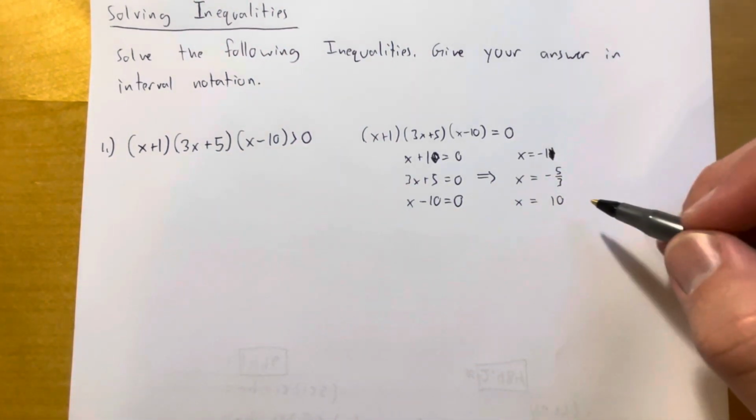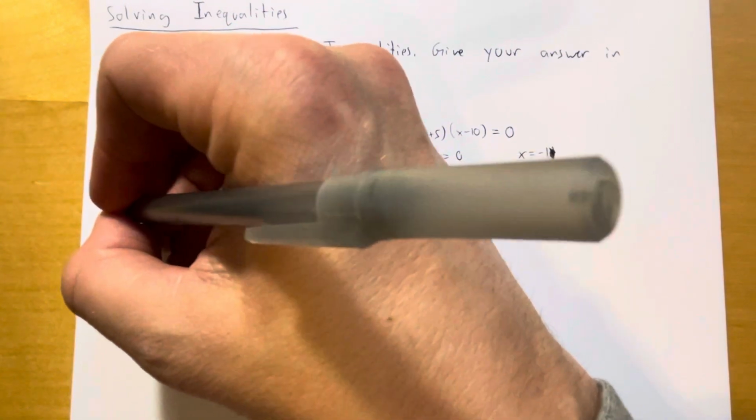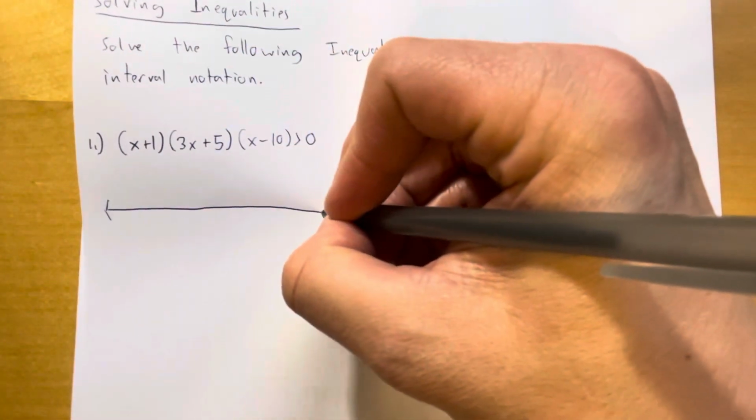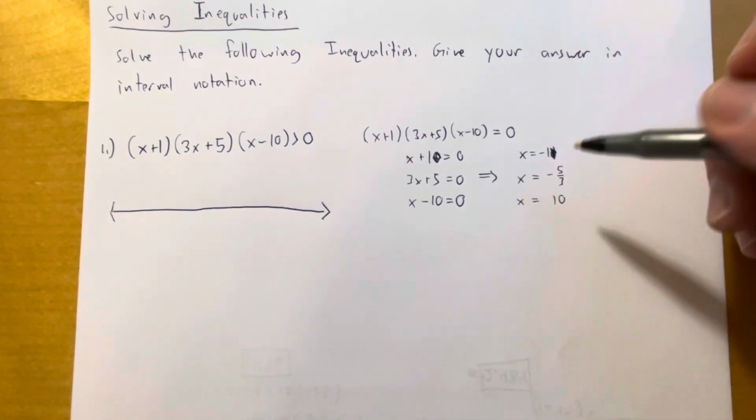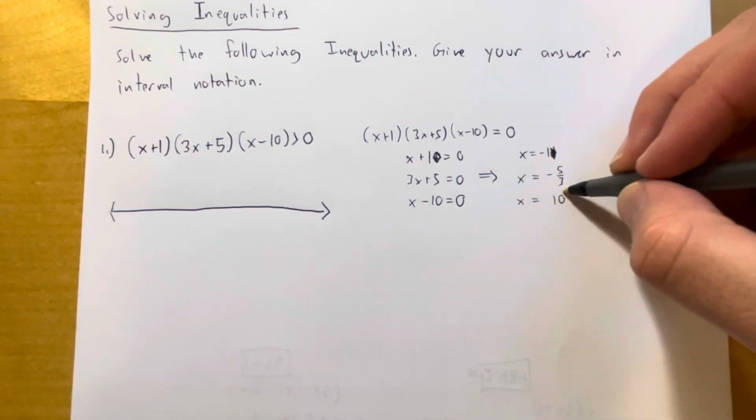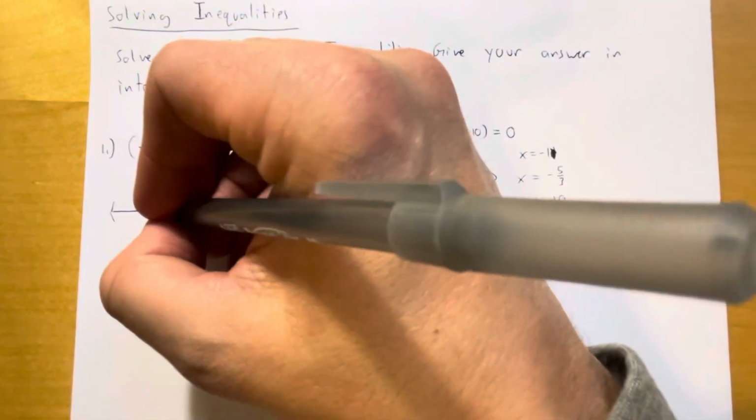But what we're going to use these values for is to put them on a number line, which will partition the number line up into intervals. So of these three values, the smallest one is negative 5/3.